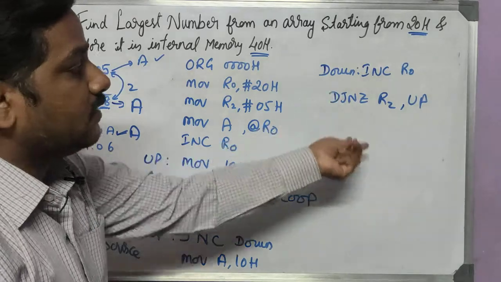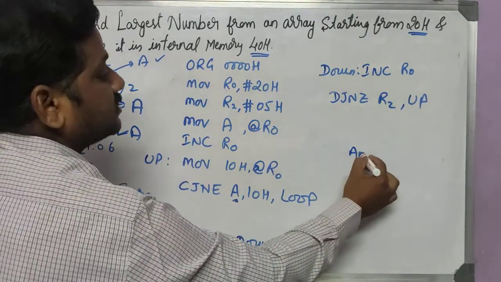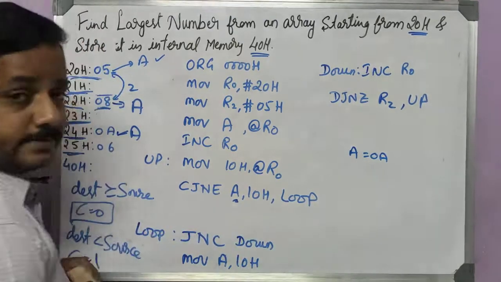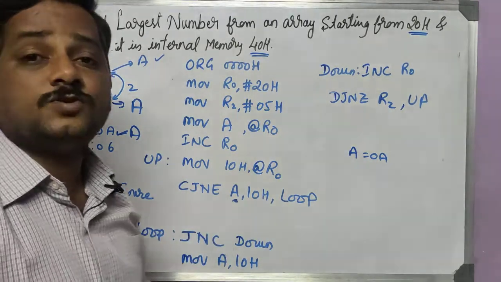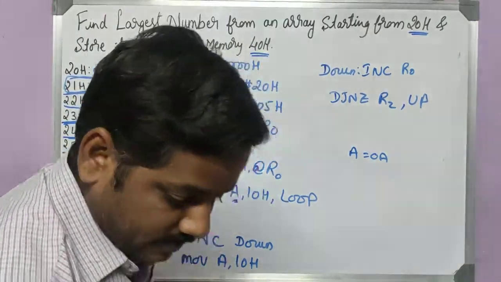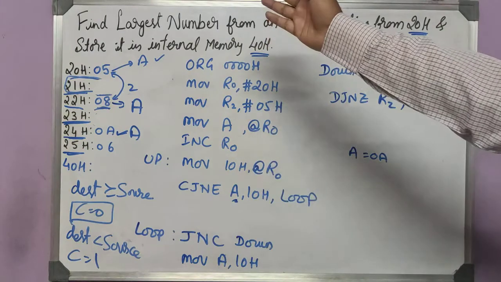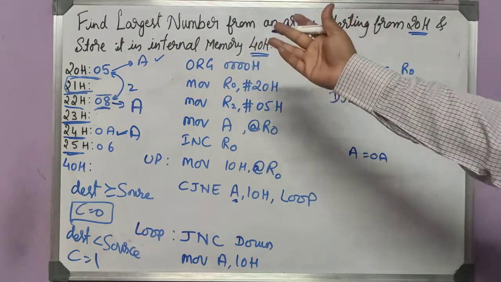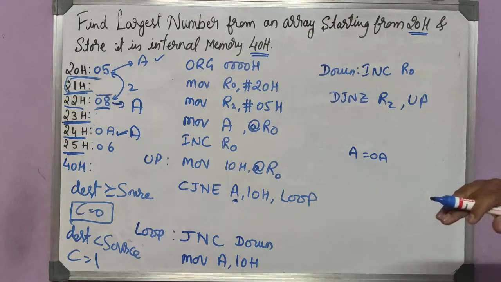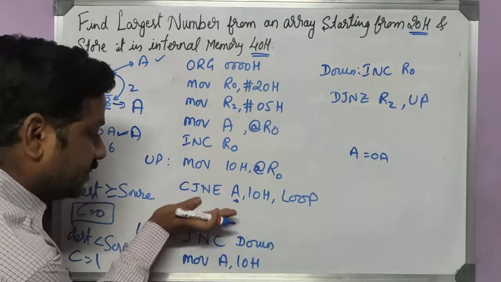So finally, once R2 becomes 0, the accumulator will have the largest number in it, that is 0A. Right? But here I have left some space. What happens if both are equal? If you have equal numbers, for example, instead of A and 6, if you have A and A, what happens? If both are equal, then it will come immediately here.